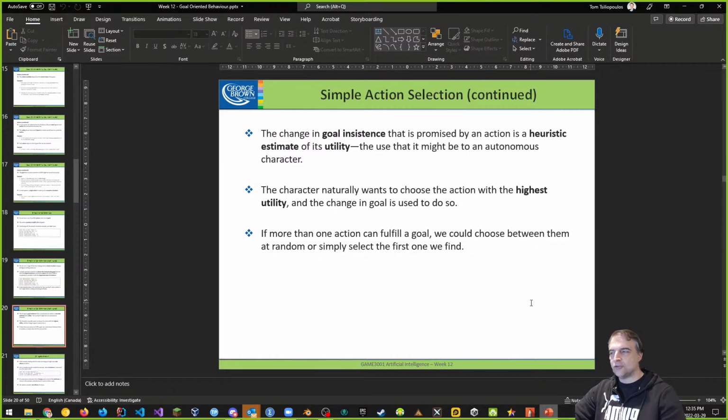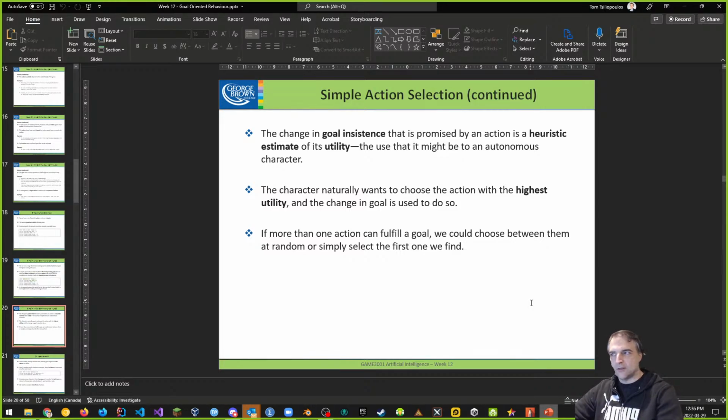And the change in goal insistence that is promised by an action is a heuristic estimate. Remember when we think about an estimated function, like Manhattan distance in the past? We also did Euclidean distance. Those were evaluation functions. We predicted how close we are when we're doing pathfinding, and we called it a heuristic. It's an estimate about how far the distance is from the player to the goal, as an example. Here it's kind of the same thing. We're estimating the action based on its utility. We're going to talk more about utility theory next week.